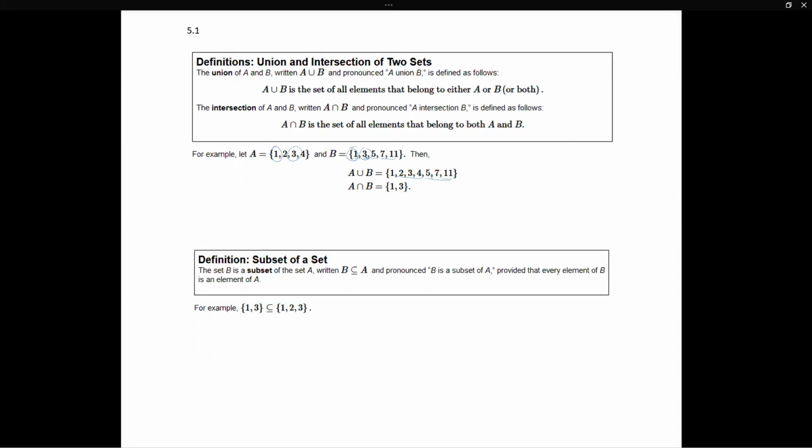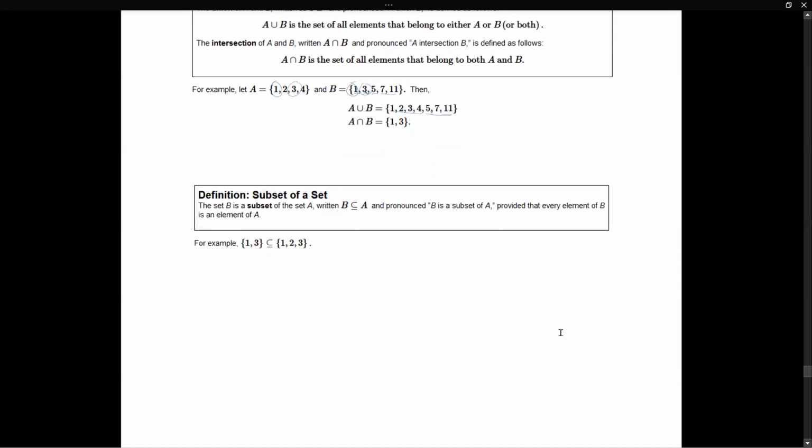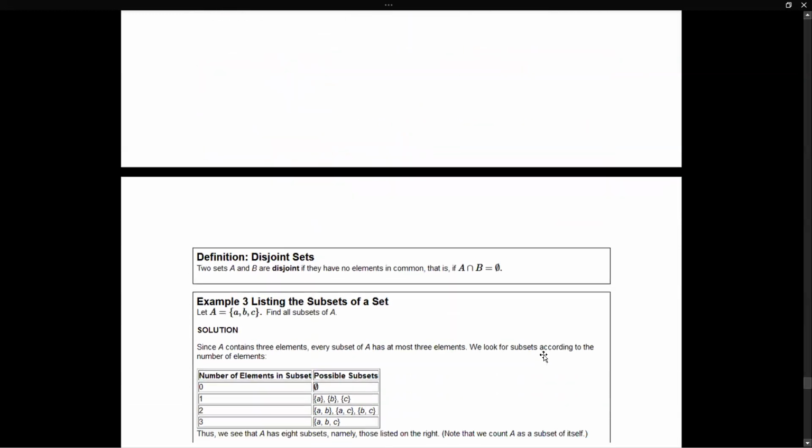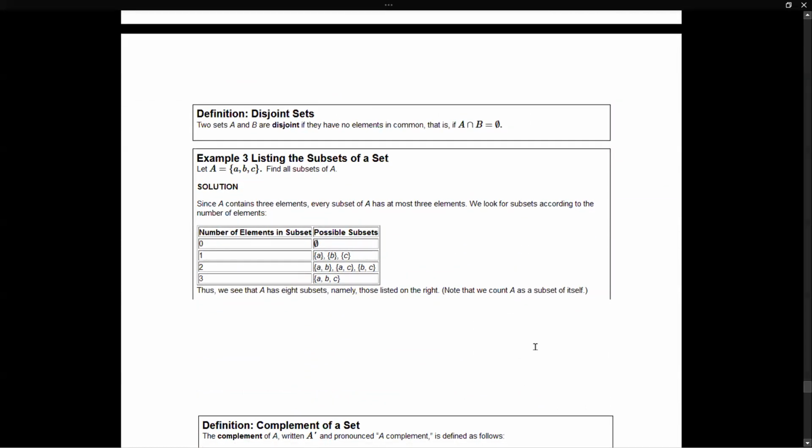Now for the subset, we say the set B is a subset of the set A, written with this symbol, and pronounced B is a subset of A, provided that every element of B is an element of A. So for example, 1, 3 is a subset of the set 1, 2, 3. In this case, this is set B and this is the set A. And you need to find out how many subsets you can have when you form a set.